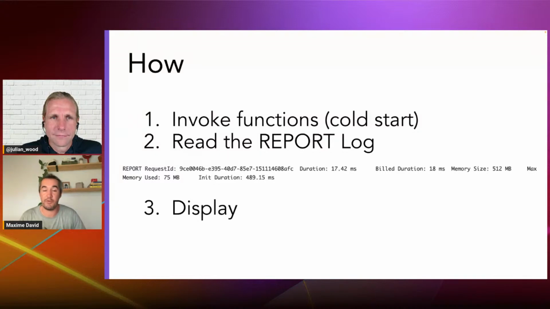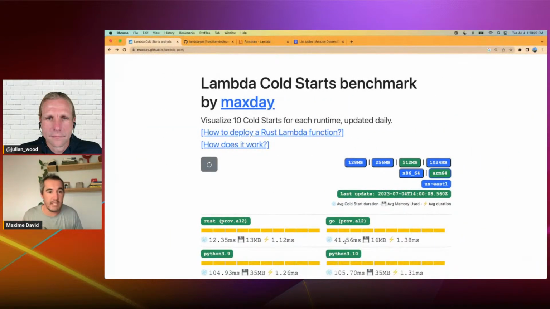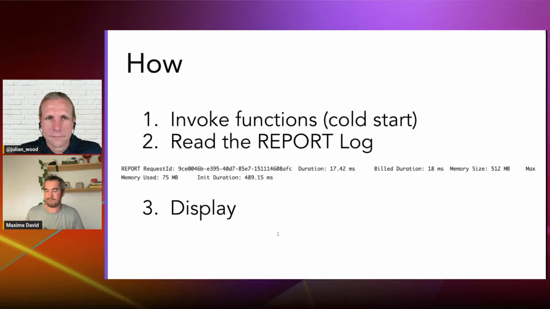So how does it work? Three steps. First, we need to invoke the Lambda function and make sure it's a cold start. Then AWS is producing this report log line. Every time you invoke a Lambda function, there will be a report log message. And this is great because, as you can see, during cold starts the init duration will be reported. So I'm not doing some strange math stuff, I'm just taking what AWS is giving us, which is the init duration, and that's the source of truth. So the timing you see here is literally the mean, or the average, of 10 cold start invocations. And finally, we need to display it.